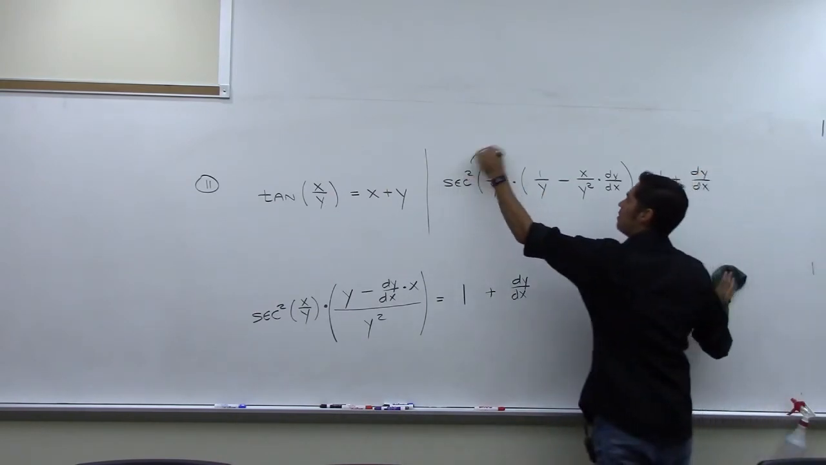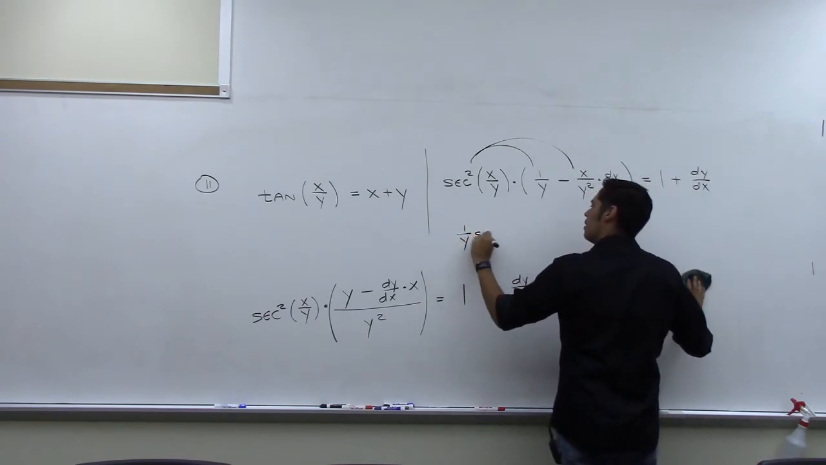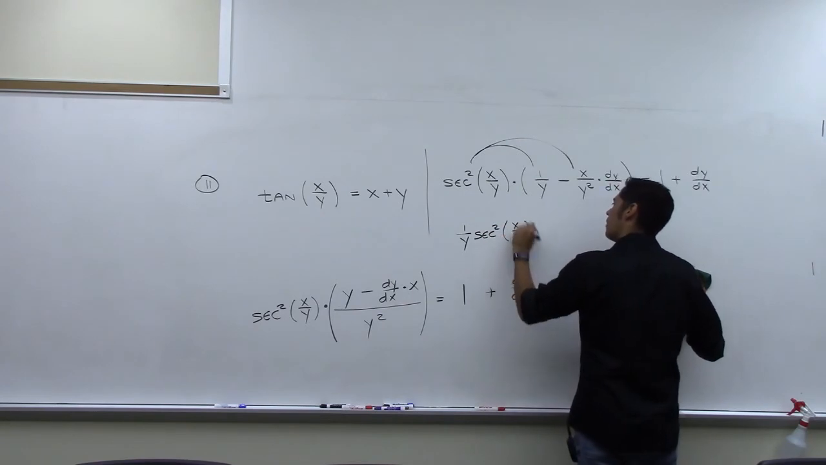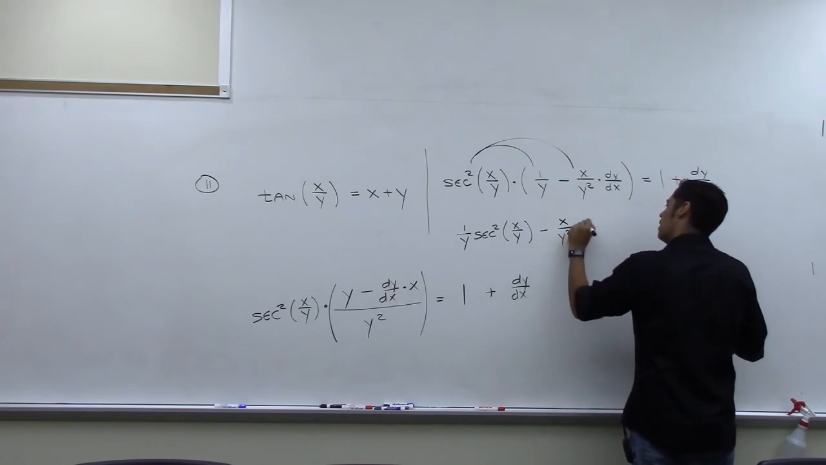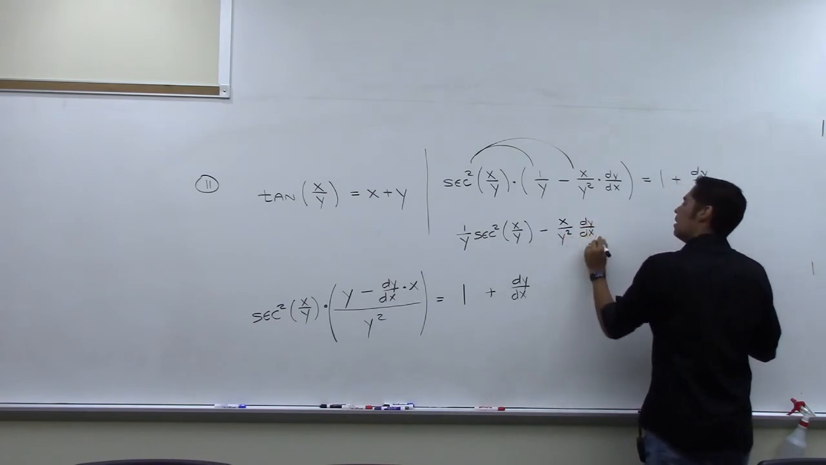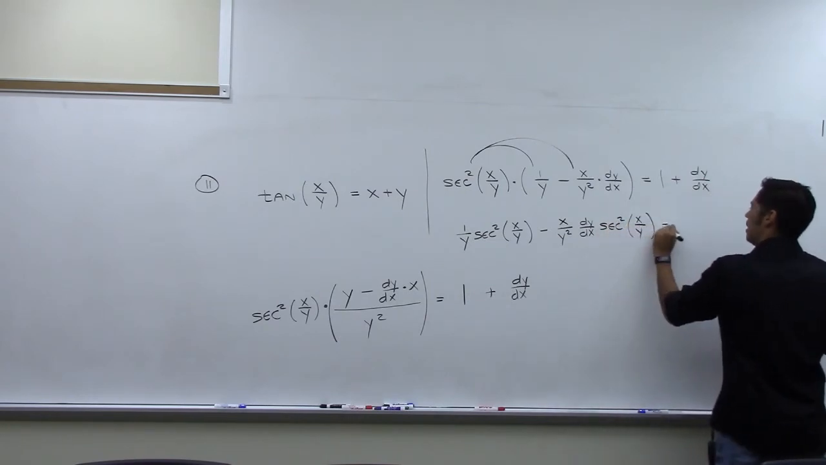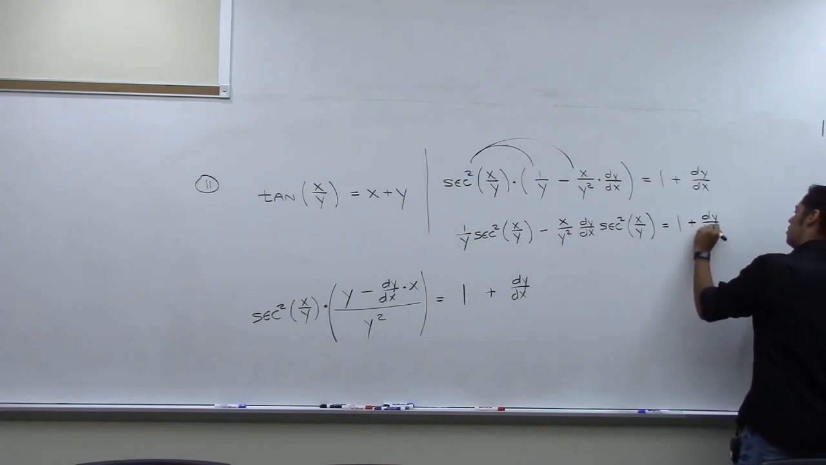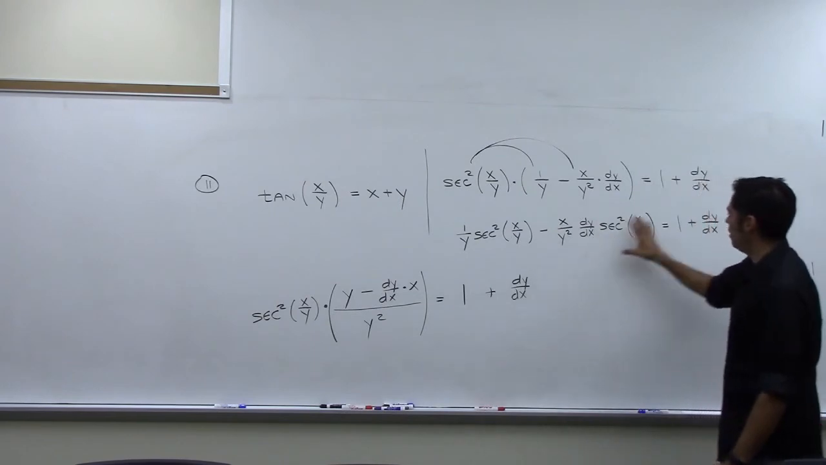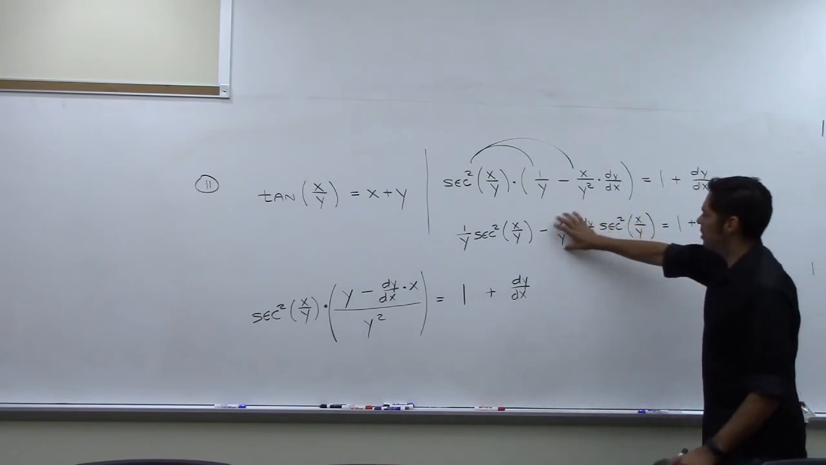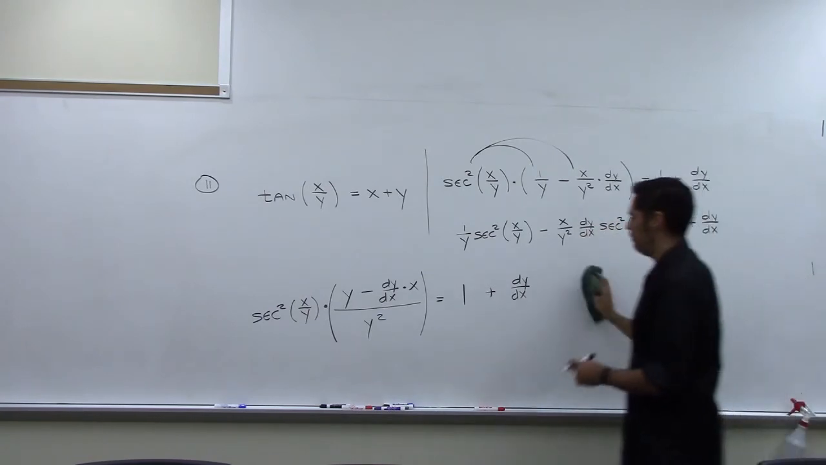And now I'll distribute this to here and here. So I'm just going to put that out in front, 1 over y, secant squared x over y, minus, now all this in front of that, x over y squared dy dx, times secant squared of x over y, and then equals 1 plus dy dx. Now I had to do that so that I could release this from this parentheses. So there it is. I'm going to move this whole factor to this side. I'm going to move the 1 to that side.